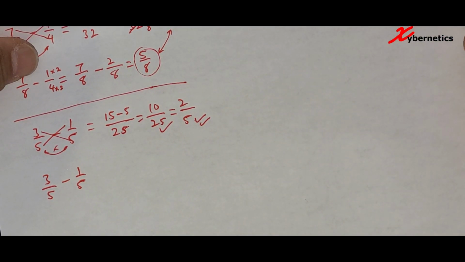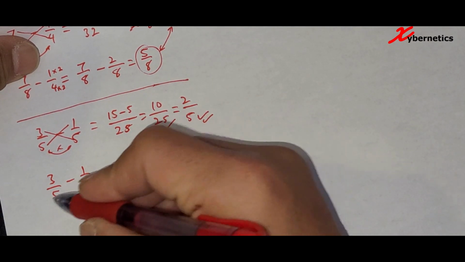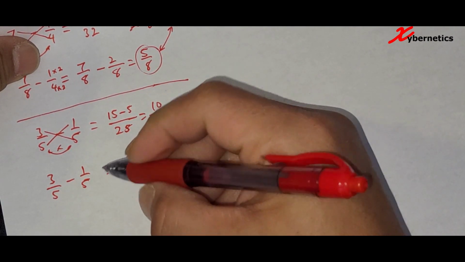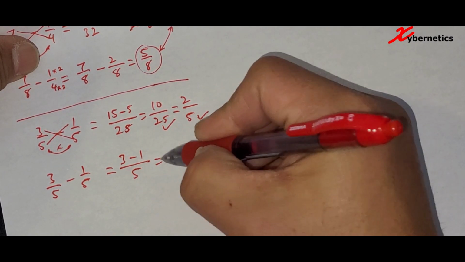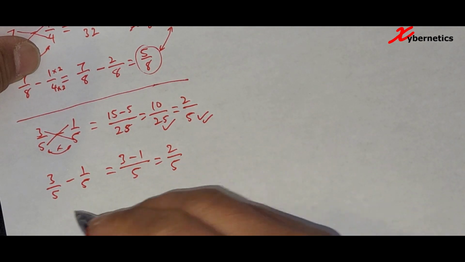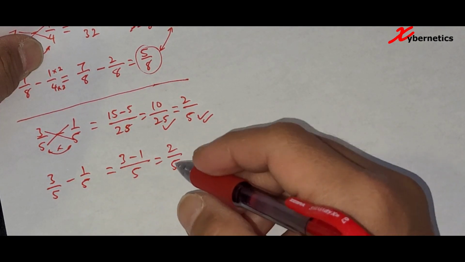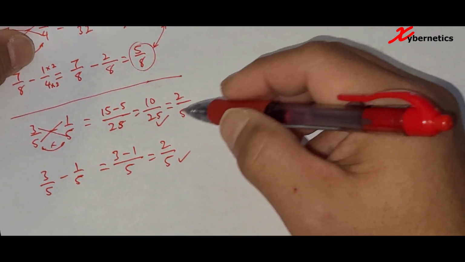So you have 3 over 5 here like this. Now, since the denominator is already 5 for both fractions, you can simply go ahead and say 3 minus 1 and copy the denominator. 3 minus 1 is 2 over 5. You can see that the technique is very clean and very simple to get your final answer, rather than having to do all these convoluted steps here.